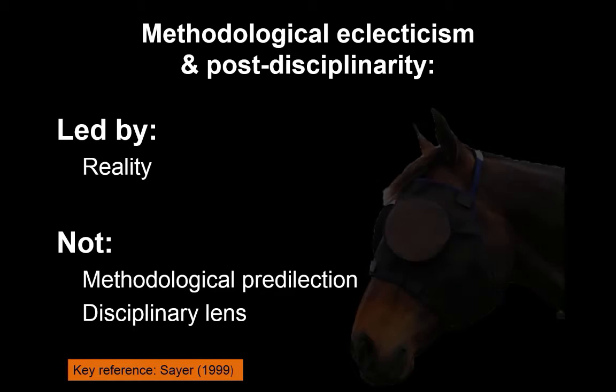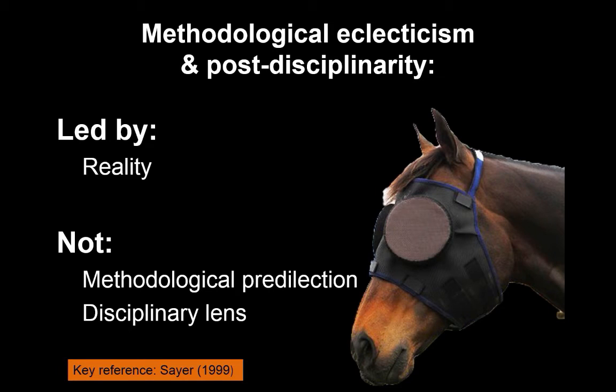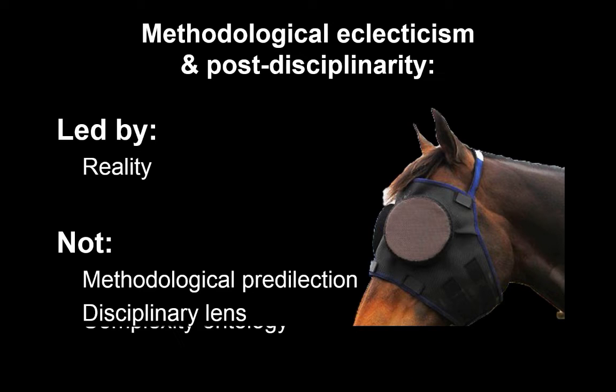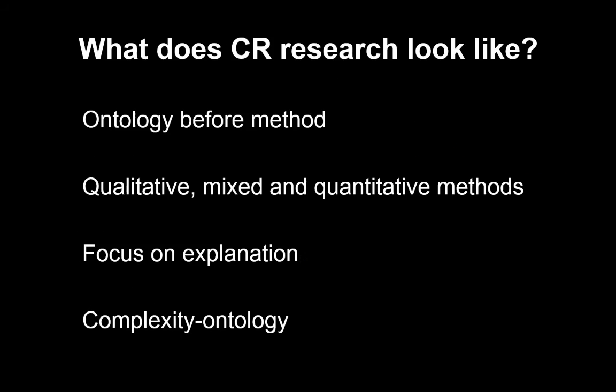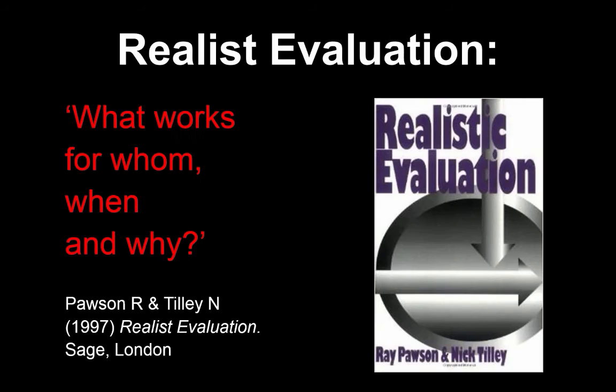Always and ever we are led by the nature of reality, so that we don't have the blinkers on in what we're looking at, so that we can see reality hopefully for more of its complexity and bring together whatever research methods are useful to understand that complexity. So realist research puts ontology before method. It advocates using any method you want or can to better understand and capture that complexity, qualitative, mixed, or quantitative, and explaining that complexity on this ontology.